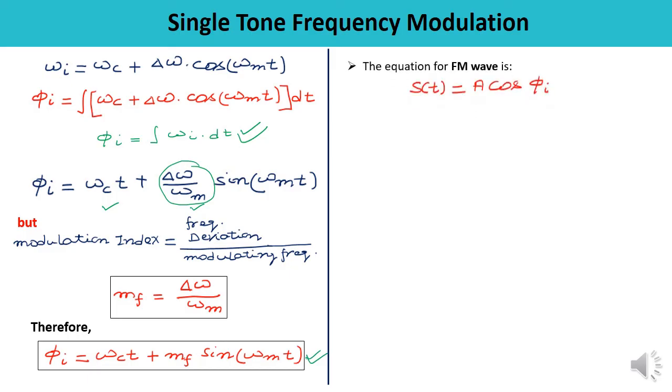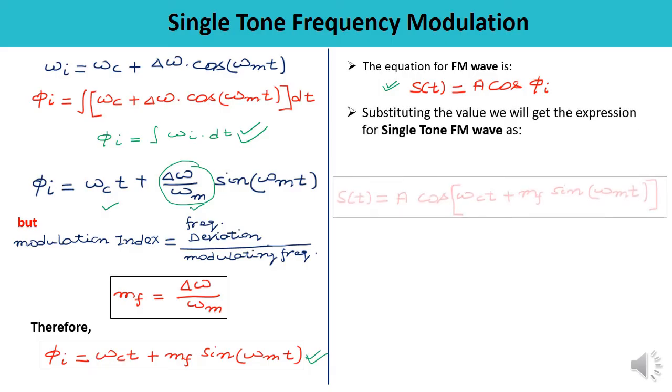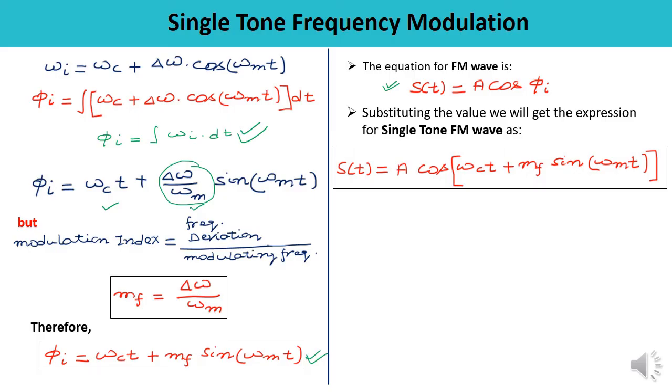From this equation you can derive the equation for the FM wave, because you know that the equation of the FM wave is written as A cos phi i. So now you can substitute the value of phi i which you have got here. The equation of the single tone frequency modulated wave is A cos, with phi i substituted, which is omega c t plus mf sin omega m t. This is the required mathematical equation for a single tone frequency modulated wave.